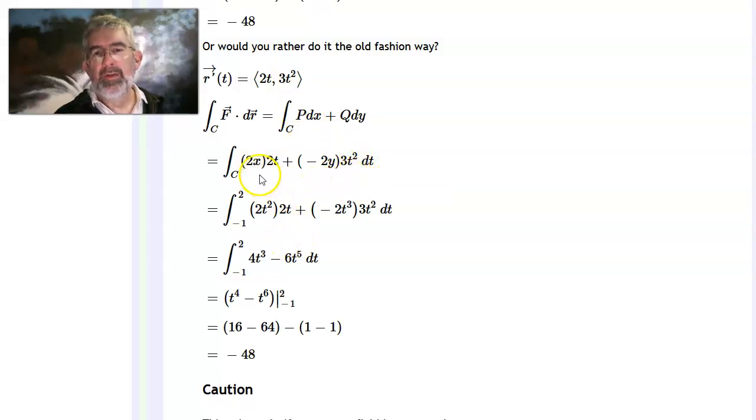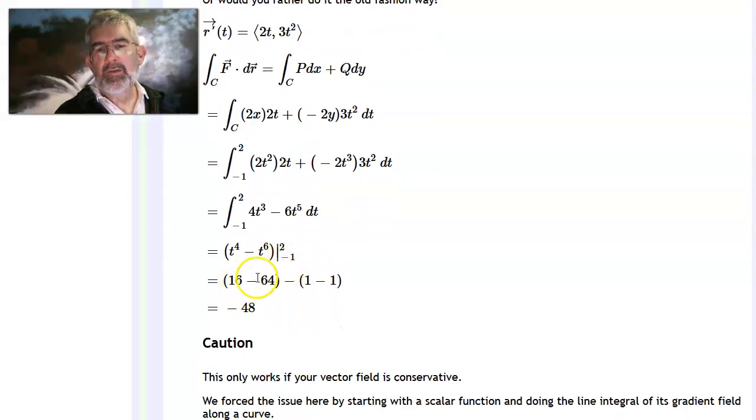Then dx is the 2t from there, and dy is the 3t squared from there, times dt, substituting in x from the parametrized curve, so x was t squared and y is t cubed. Now everything's in terms of t, so I'll write that as the integral from -1 to 2 of all this stuff dt. Simplifying, this is 4t cubed minus 6t to the 5th, and that's easy enough to find an antiderivative: t to the 4th minus t to the 6th. Evaluate between -1 and 2. Plug in the 2, I get 16 minus 64, and plug in the -1, I get 1 minus 1. Subtracting, I get again -48.